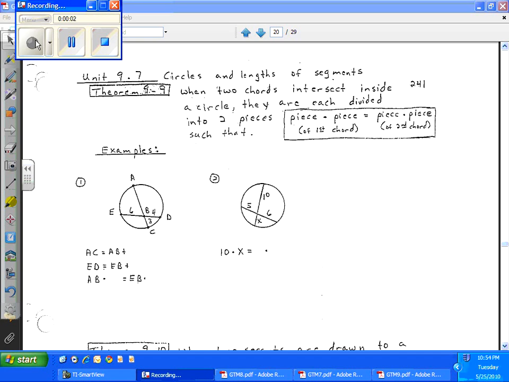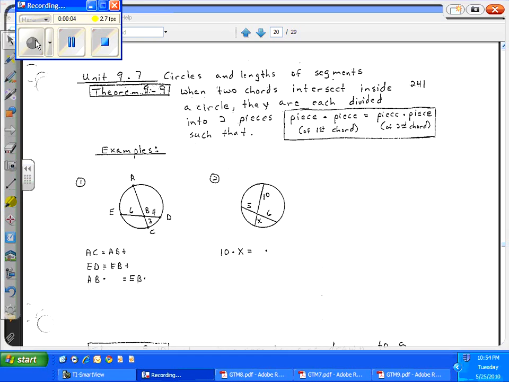Unit 9.7 is circles and lengths of segments. This time we're not going to be dealing with angle measures. We're going to be dealing with segment lengths. And this is all based on similar triangles. We could create all of that. We're just going to kind of look at the theorems here.